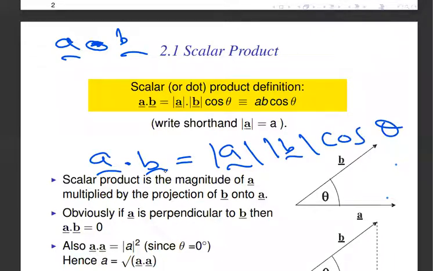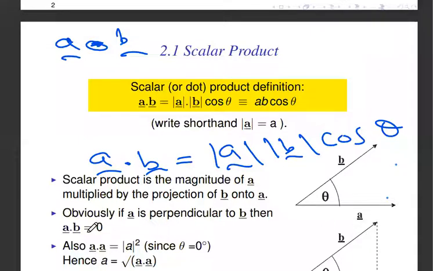If you know the angle between A and B, right, then the dot product of A and B is magnitude of A, magnitude of B, cos of theta, right? So this is a scalar. This gives you a real number. This is called dot product or scalar product, right?